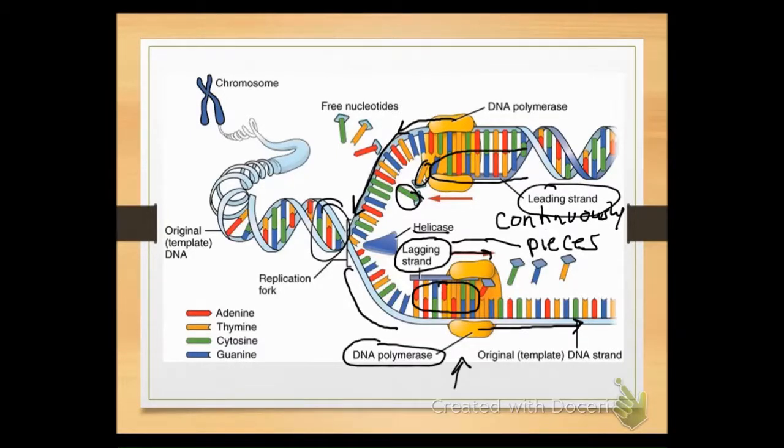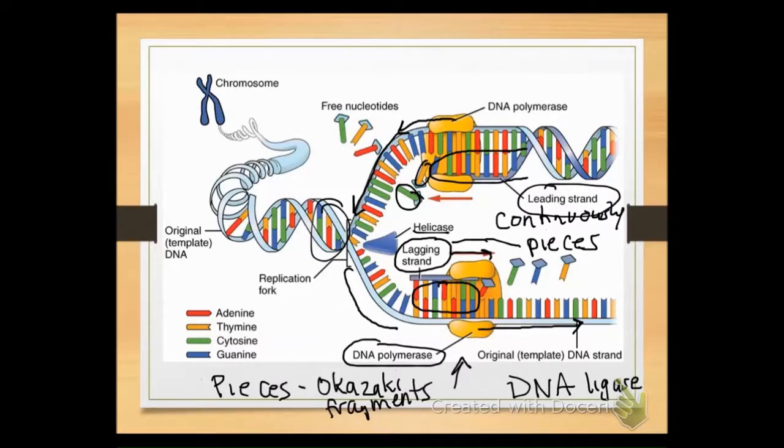Now, eventually these pieces will all get glued together. There's actually another enzyme that does that. The name of that enzyme is called DNA ligase. And this DNA ligase is going to join together all of these pieces. Incidentally, those pieces of DNA that are going to form on the lagging strand are named for the person who discovered them, and they are called Okazaki fragments. So these Okazaki fragments only form on the lagging strand, as part of the lagging strand, and then DNA ligase is going to come along and put those Okazaki fragments together.